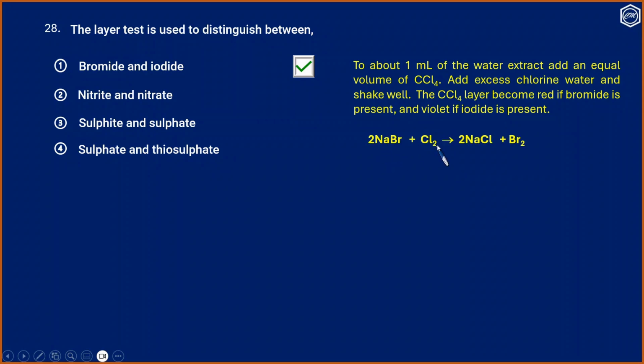Sodium bromide plus chlorine. Chlorine displaces bromine. Similarly, chlorine displaces iodine from sodium iodide.